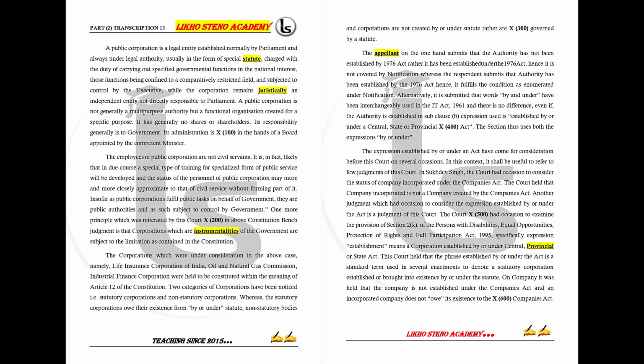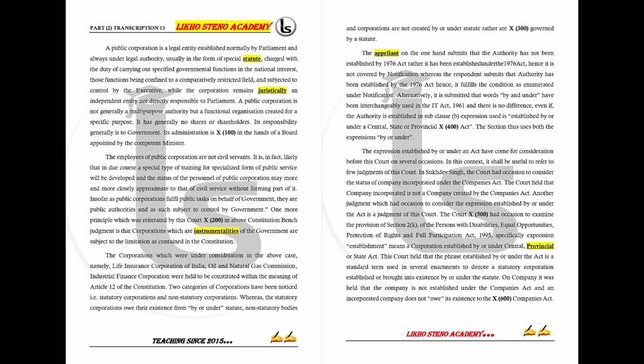The appellant on the one hand submits that the authority has not been established by 1976 Act, rather it has been established under the 1976 Act, hence it is not covered by notification, whereas the respondent submits that authority has been established by the 1976 Act, hence it fulfills the condition as enumerated under notification.